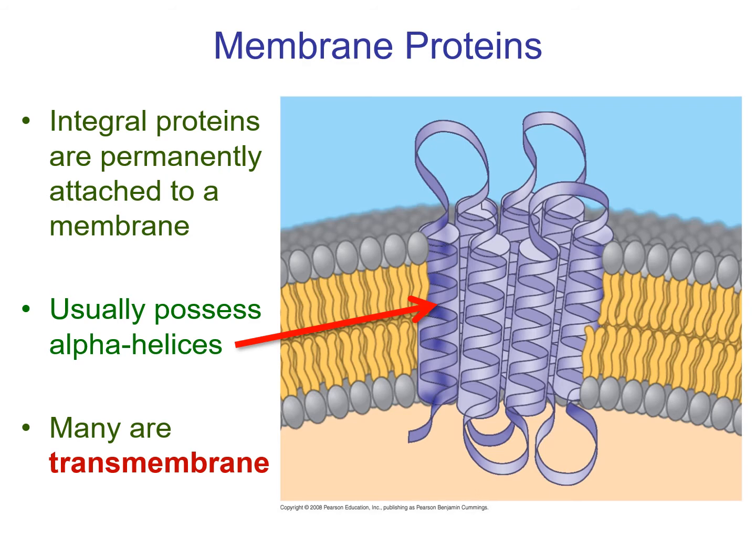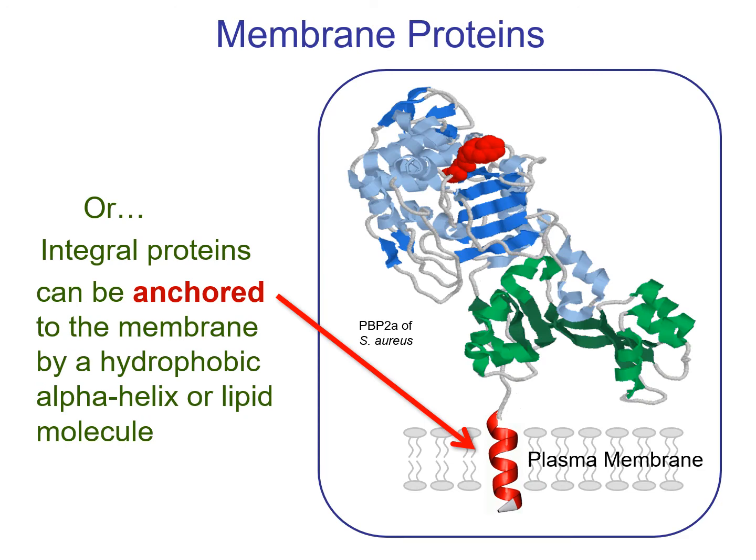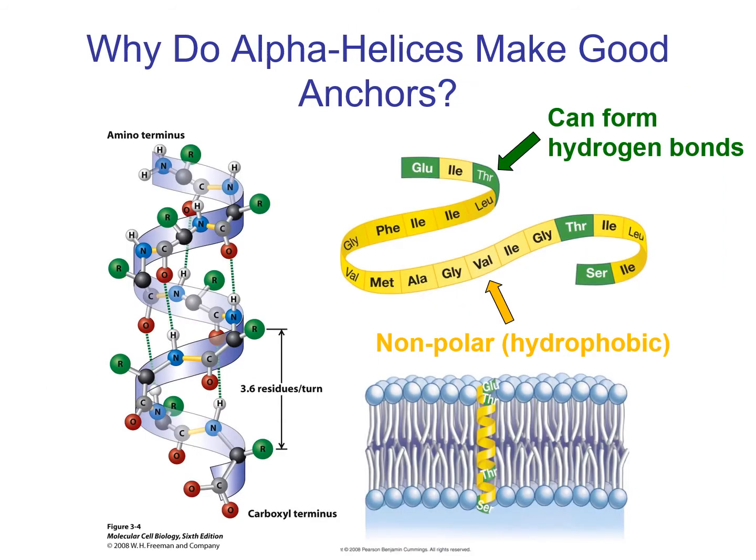Very commonly, integral proteins will be anchored by an alpha helix. And you can see this one has several alpha helices that cross the membrane and embed themselves into the hydrophobic core. But not all integral proteins are transmembrane proteins. And here's an example from Staphylococcus aureus. The vast majority of the protein is on the outside of the cell, but it's not loosely held to the membrane. Instead, there is one alpha helix that makes up part of that protein that is strongly embedded in the membrane.